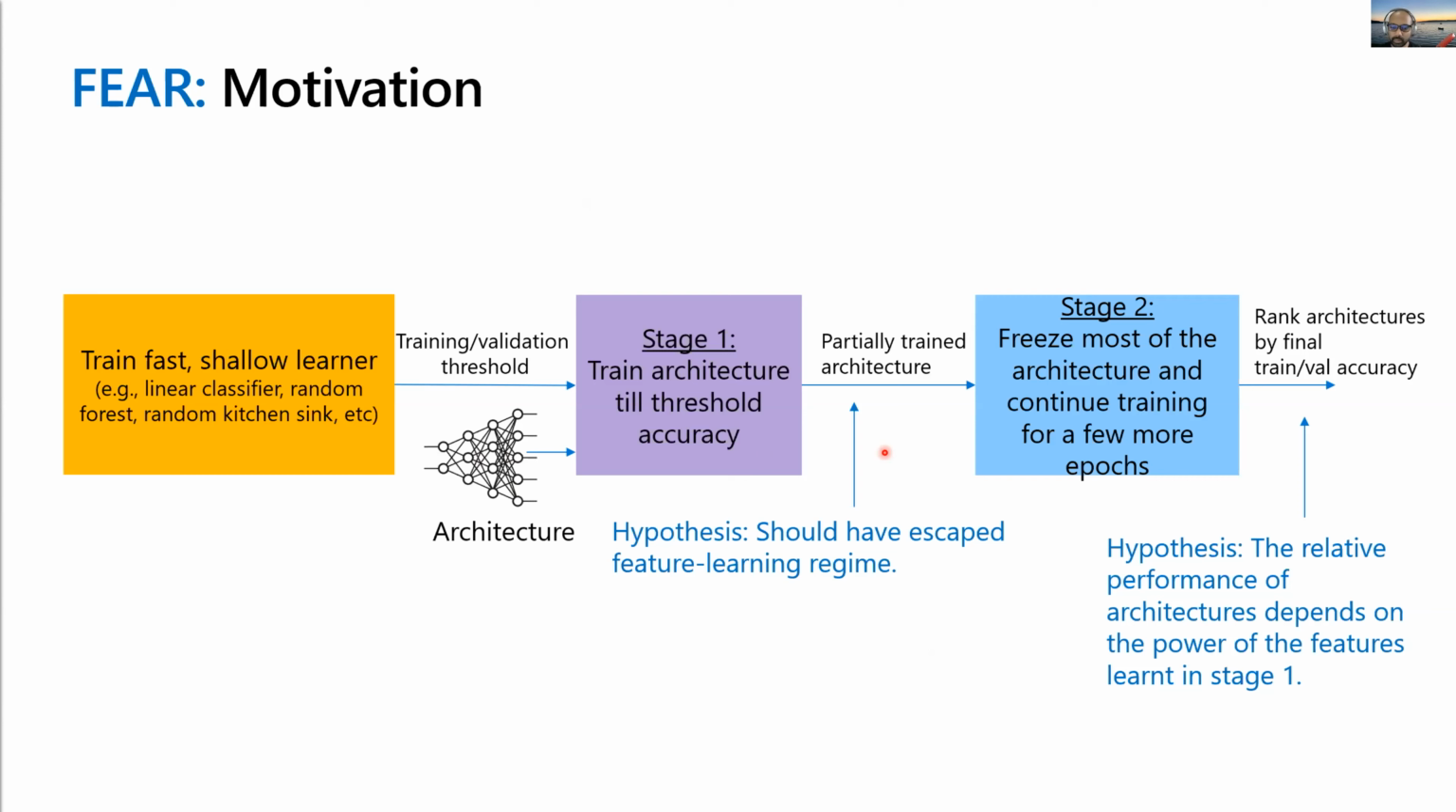If, let's say, a kernel method gets 60%, and I train the network until I hit 60% training accuracy, or validation accuracy, since you don't have access to the test set. The test set is sacred. You should have escaped the feature learning regime that was induced by a powerful kernel, like in a shallow network.